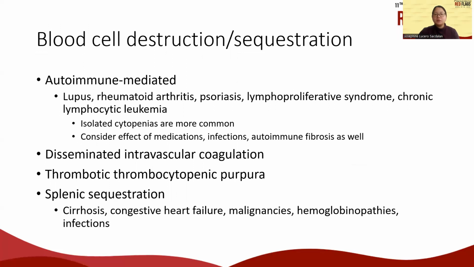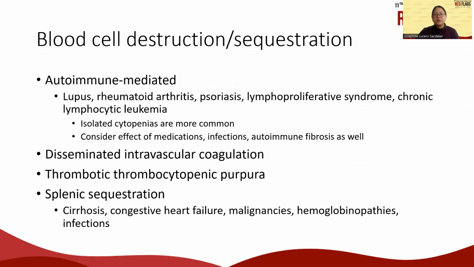The second broad category of pancytopenia is due to blood cell destruction or blood cell sequestration, which can be autoimmune mediated, such as in diseases of lupus, rheumatoid arthritis, psoriasis, lymphoproliferative syndromes, and even chronic lymphocytic leukemia. However, these may more commonly present as isolated cytopenias. Due to many intersecting factors, we must also consider effect of medications, infections, and autoimmune fibrosis.